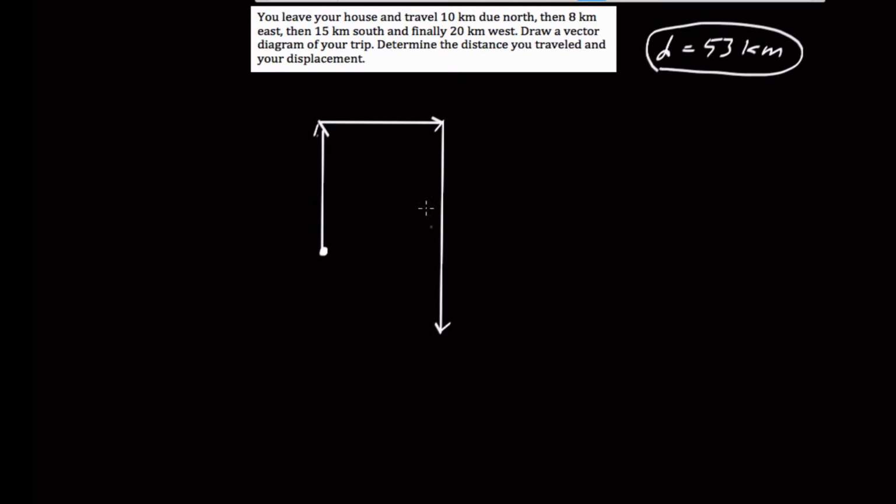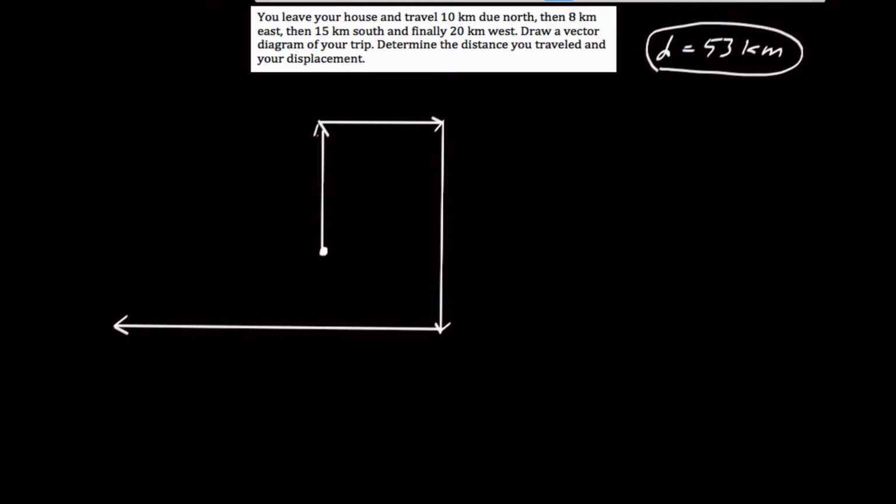So I'm going to try to draw that approximately proportional. And finally, 20 kilometers west. So if this eastern displacement was 8, 20 is going to be what compared to 8? It's like 2.5 times 8. So I'm going to try to make this 2.5 times the distance. So it's going to be somewhere around there. So this will give me an idea of what this trip looks like.